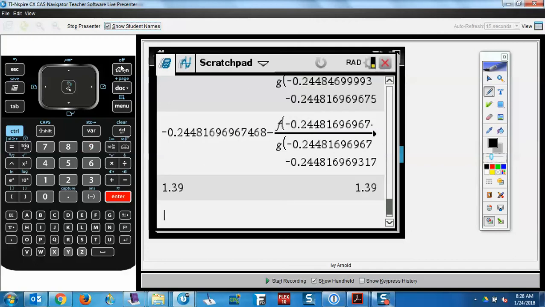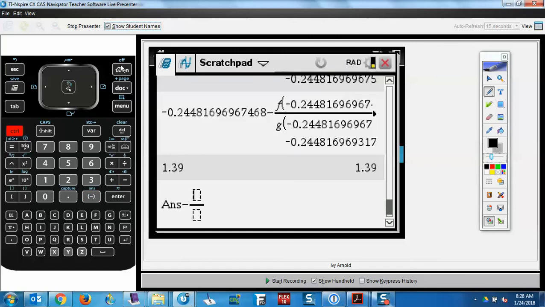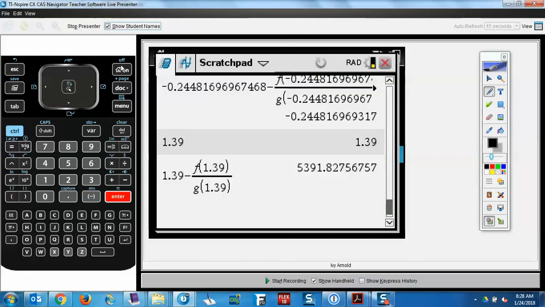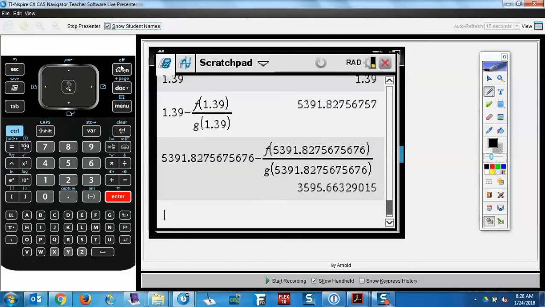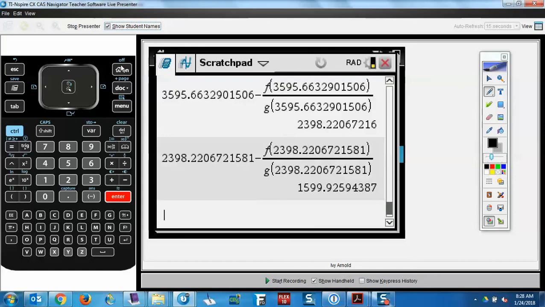So now type answer minus, so we got to type that again because our last entry was 1.39, so it wouldn't work. So answer minus F of answer over G of answer. So that's the one that took us way out there to something crazy. Okay, 5,391, does that sound right? Now hit enter. But look, watch how quickly it brings us back. Okay, so hit enter.